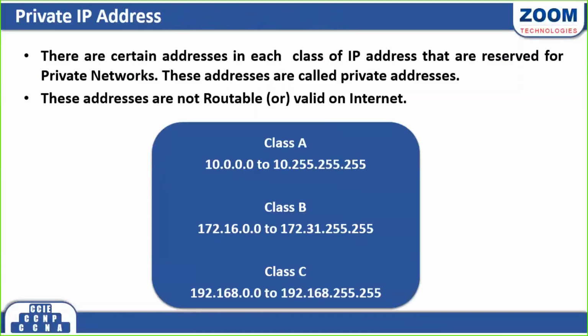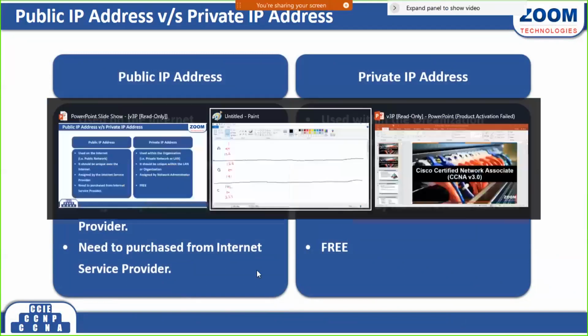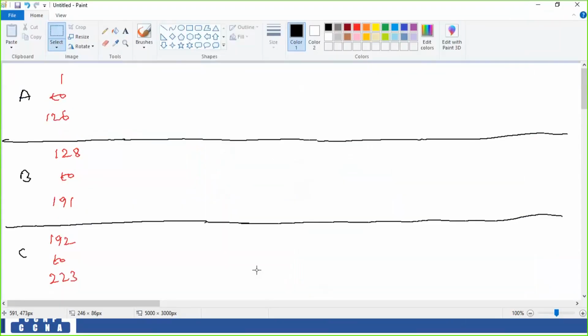You can read these points. A public IP address is used on the internet, which is a public network, and it should be unique over the internet. It is assigned by the service provider, and you need to purchase it from the internet service provider. Private IP addresses are used within the organization, private network, or LAN. They should be unique within the LAN, are assigned by the network admin, and are free. For every class, there is a certain range of private and public IPs.